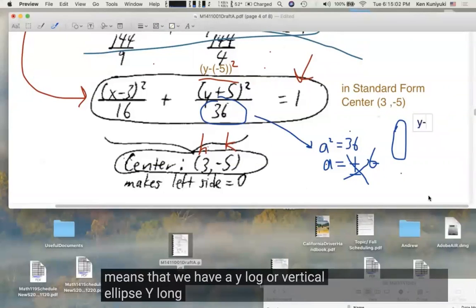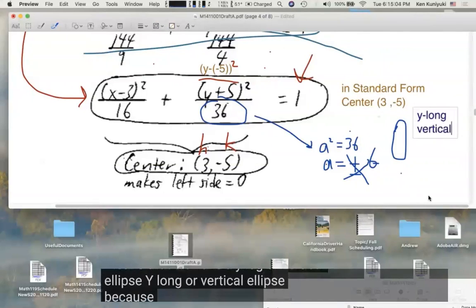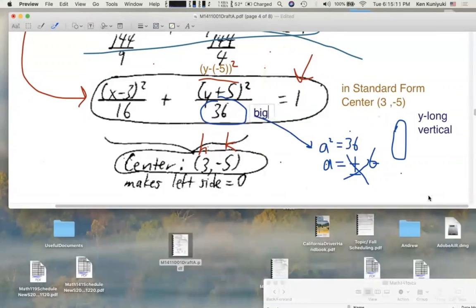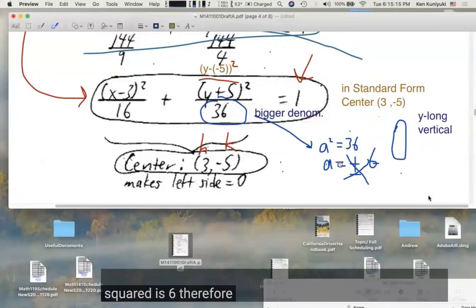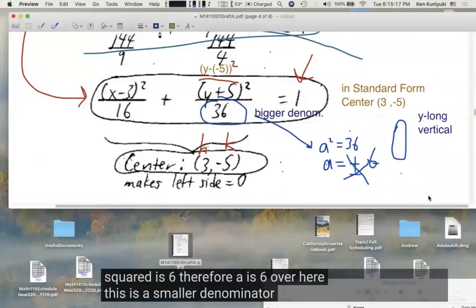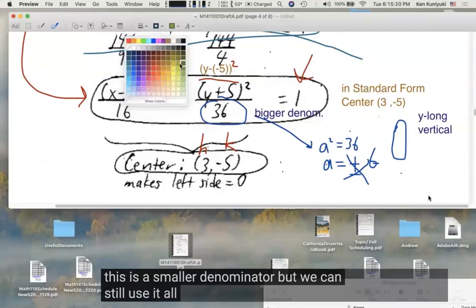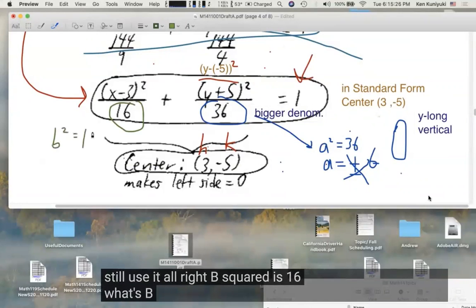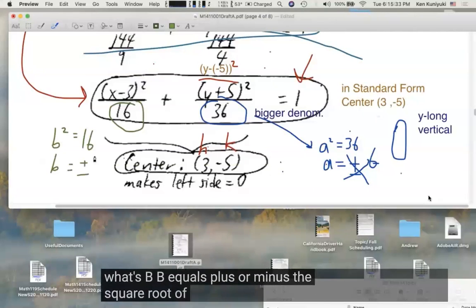We have a y-long or vertical ellipse because the denominator here is bigger. A squared is 36, therefore a is 6. Over here, this is a smaller denominator, but we can still use it, right? B squared is 16. What's B? B equals plus or minus the square root of 16, or 4.